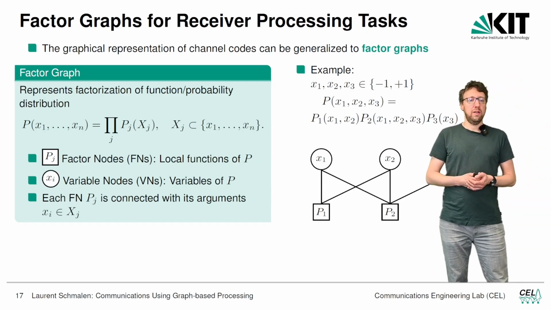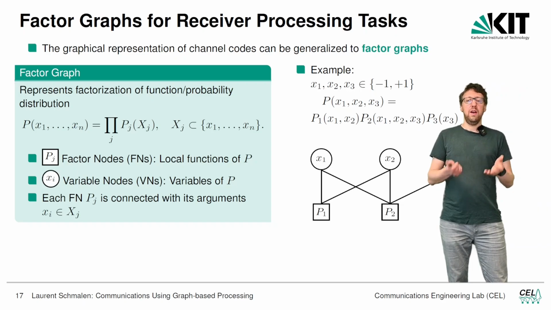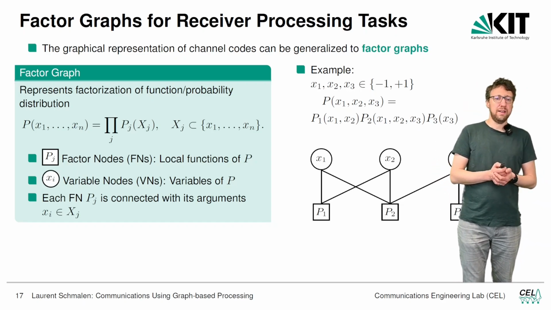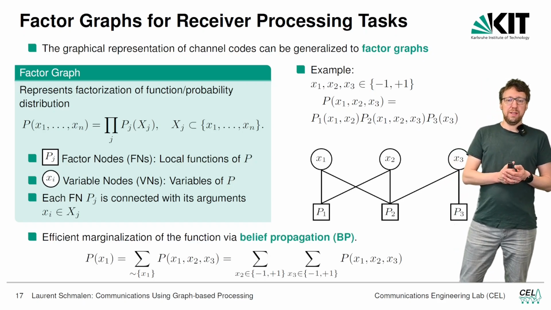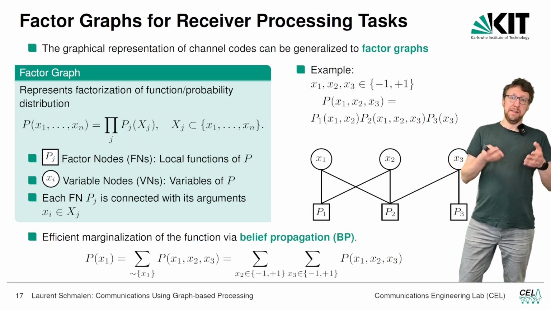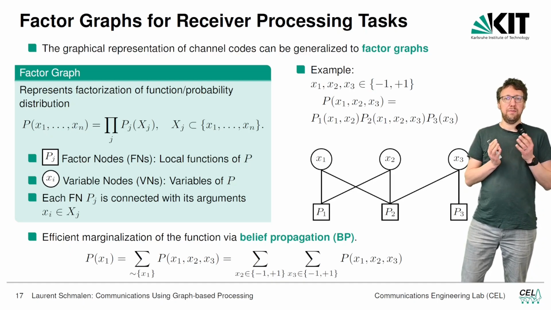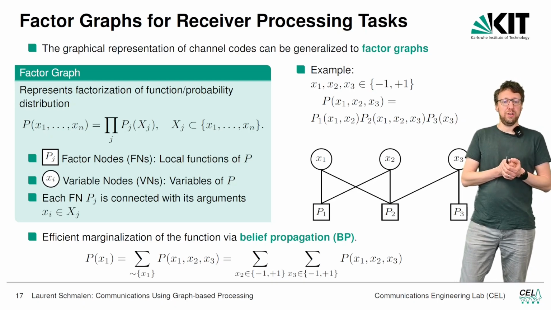So this is what is called a factor graph. It's just a way of representing a factorization of a function. Now, why is that important? There is a very efficient algorithm, the belief propagation algorithm that we have just encountered previously. It's a very efficient algorithm to carry out a marginalization of this function.